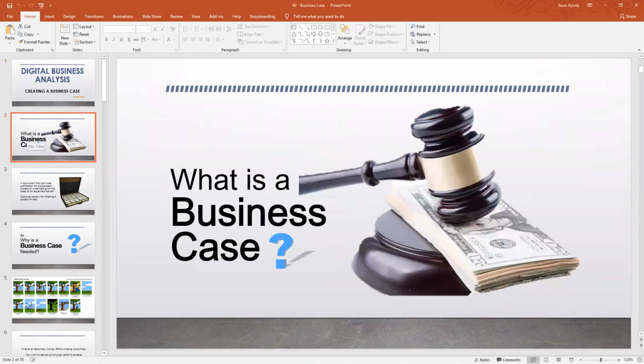And the first thing that we would like to settle is, what is a business case? It's very, very simple, not complicated at all. Sometimes I think pictures tell a thousand words, and you can see this picture here of a hammer. That's more or less like a judge's hammer, and in this particular case, it's not just slamming the hammer down to give a verdict. In this case, it's slamming the hammer down on money to give a particular verdict.